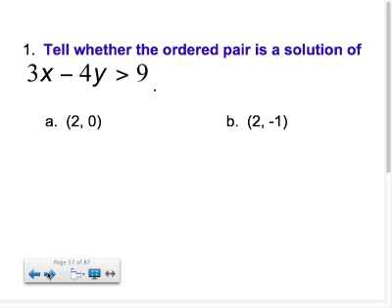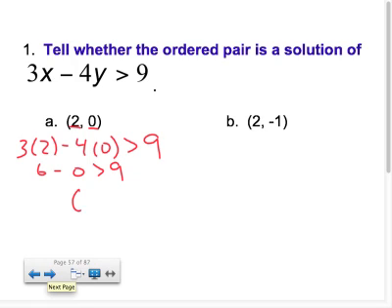So example number 1 says tell whether the ordered pair is a solution of this inequality. And so again, it comes back to no different than what we did with lines. Plug this guy in for x, plug that guy in for y. So you have 3 times 2 minus 4 times 0 is bigger than 9. So this is 6 minus 0 bigger than 9. So 6 greater than 9. The answer there is obviously no.